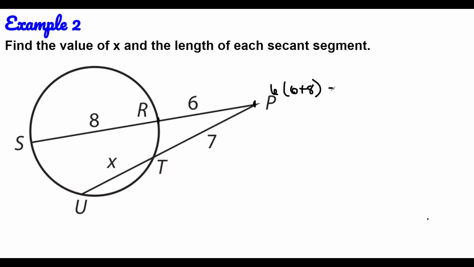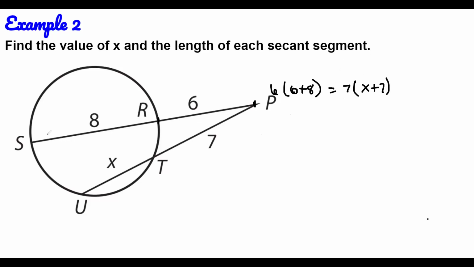All right. And it's going to be equal to the entire segment, which is x plus 7, times the external piece, which is 7. There you go. I'm going to write it out here. All right, so we should have something looking like this.